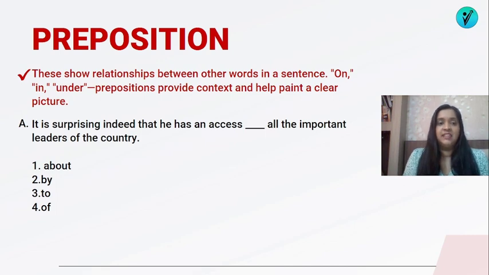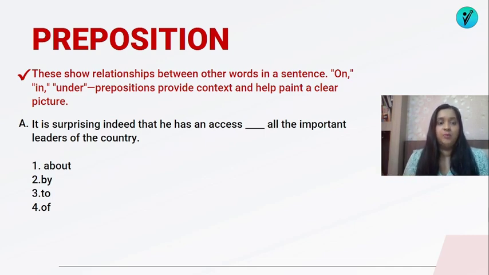It is surprising indeed that he has an access blank all the important leaders of the country. So access about, you have information about, not access about. Access by all the important leaders. Access for, could be access for this, but why access by? It does not make any sense. Access to leaders is possible when you can reach out to them.